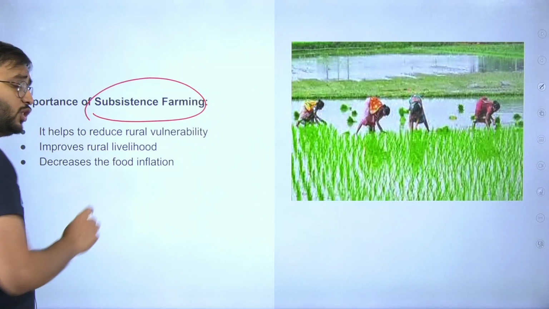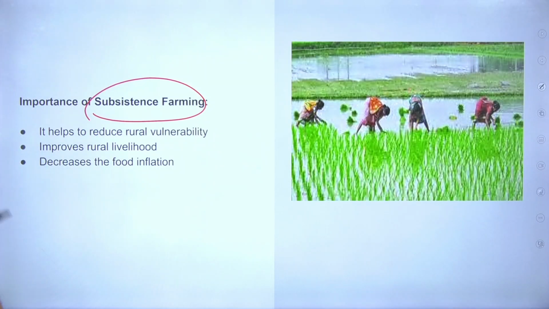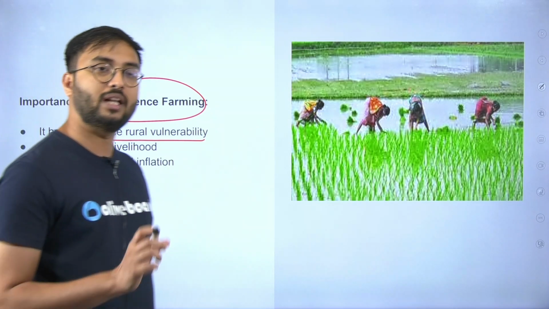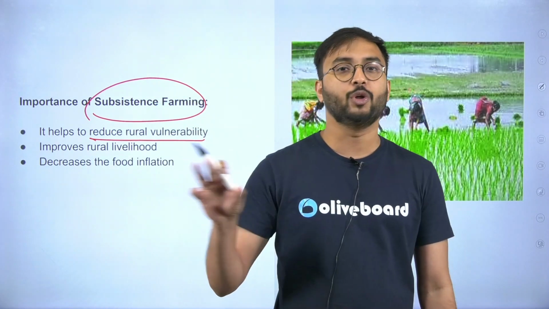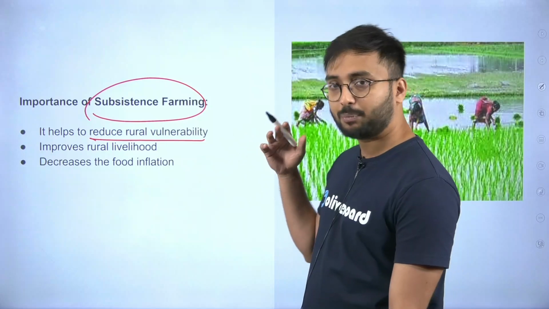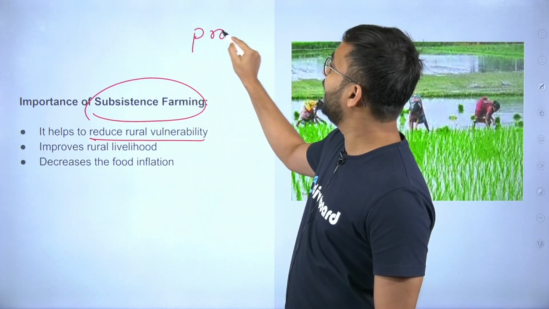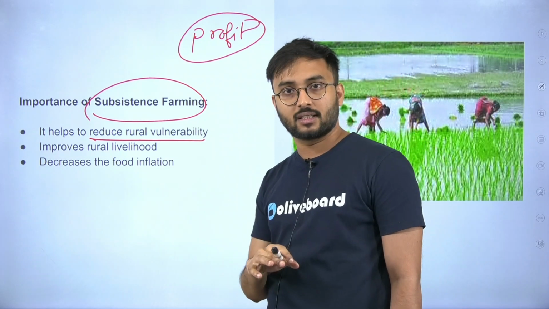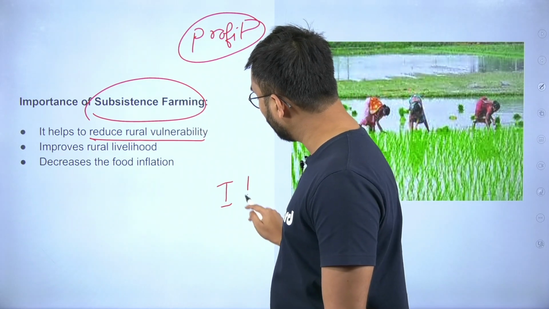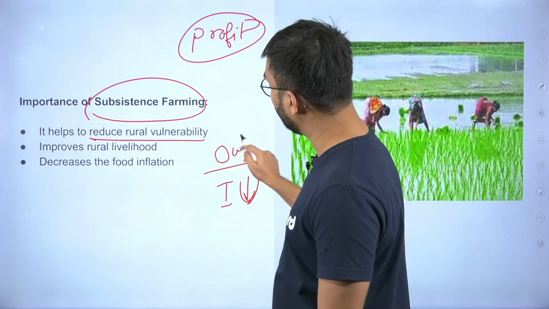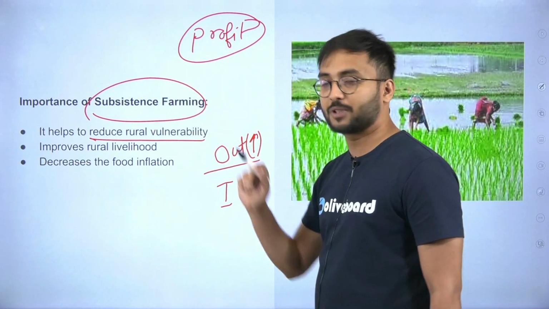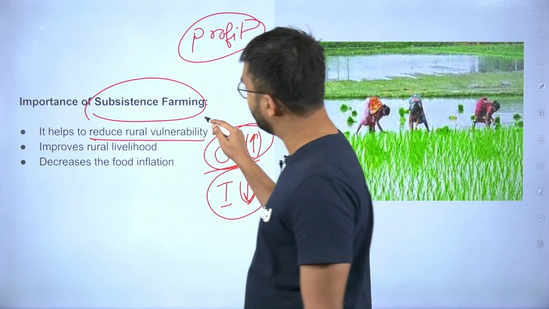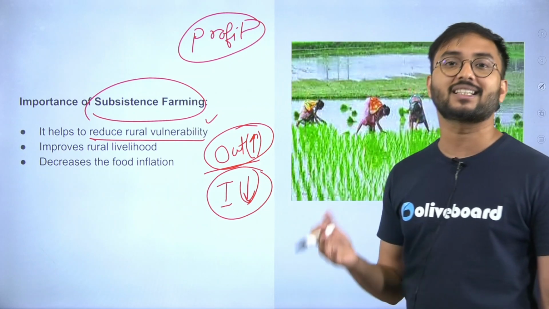Then, the importance of subsistence farming. When we talk about subsistence farming, why is it important in the context of Indian agriculture? It helps to reduce rural vulnerability. In various rural areas, agrarian families or communities always have one problem: they have less profit in agricultural activity, or the overall output is very low. But in subsistence farming, as our input cost is very low, the total output we create has a really good value when compared with the inputs, and therefore this is one of the most efficient agricultural practices at a rural scale.